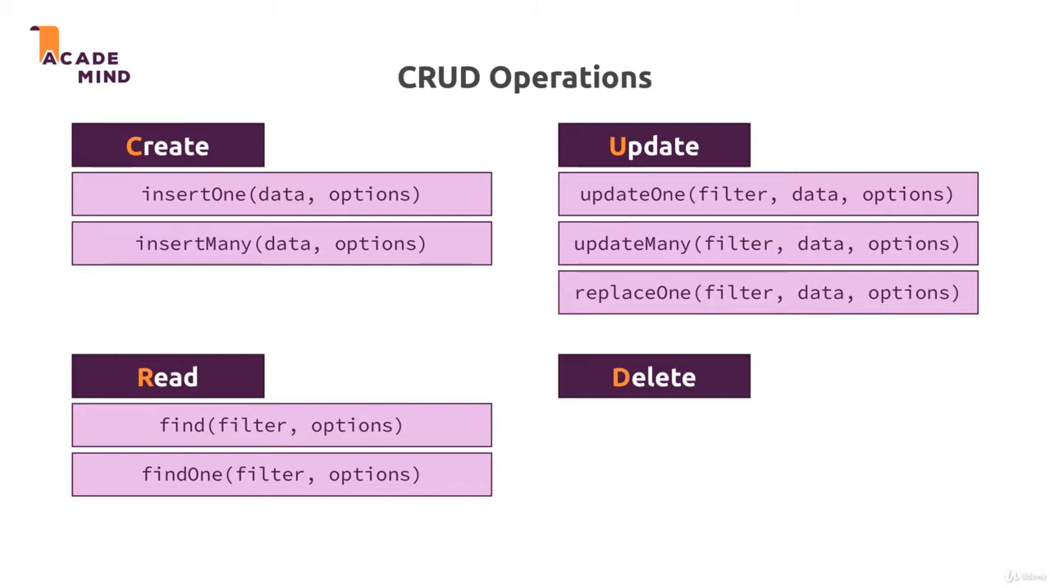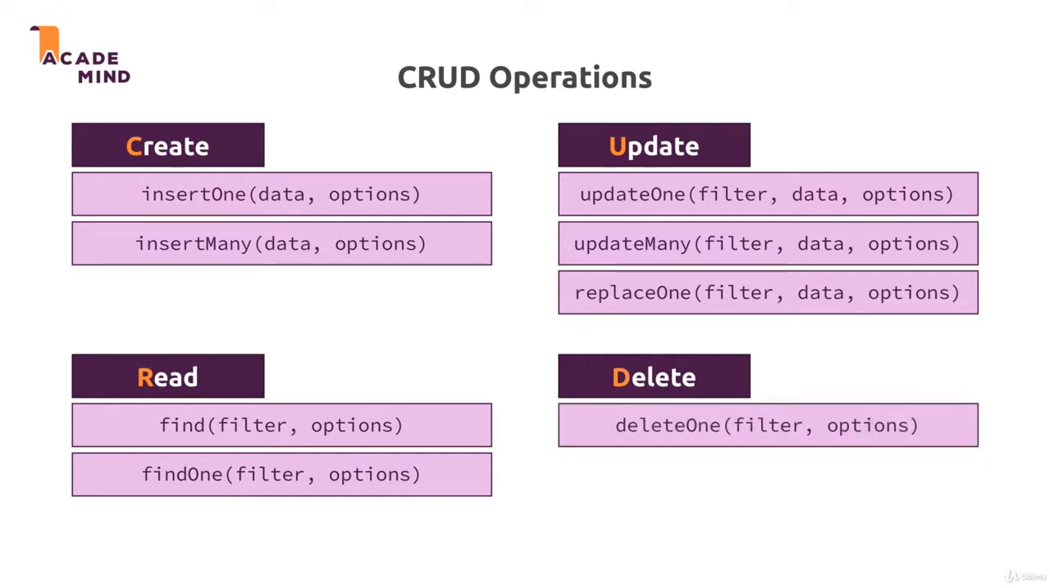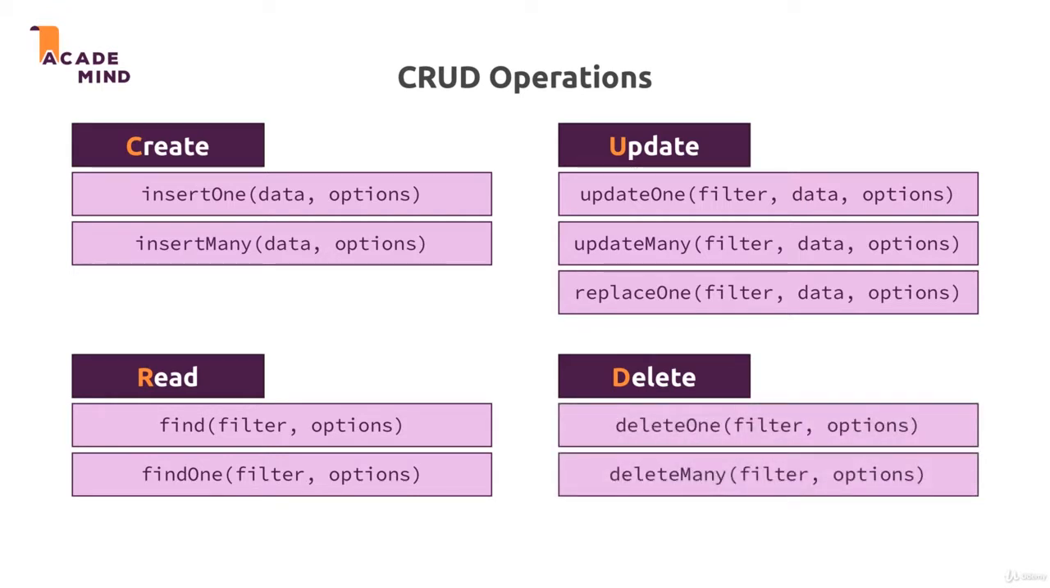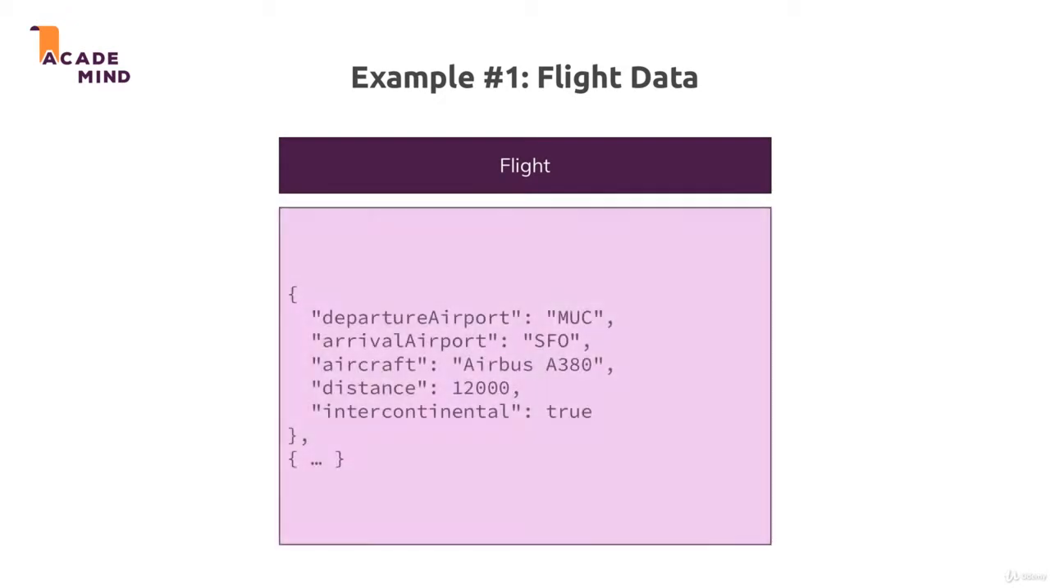There also is delete. We can deleteOne or deleteMany documents in a collection, and there we also pass in a filter to find out which document or documents to delete. Now, let's see all these things in an example. Again, having a look at our flight data here, which could look like this, basically the data we already worked with. And there, let's say this is the data we're using in our application.